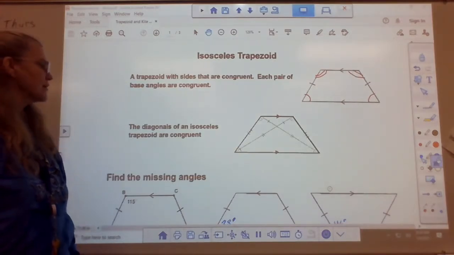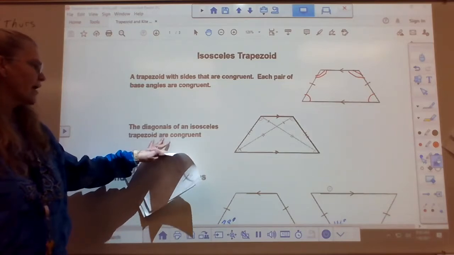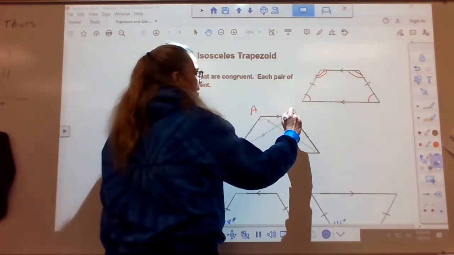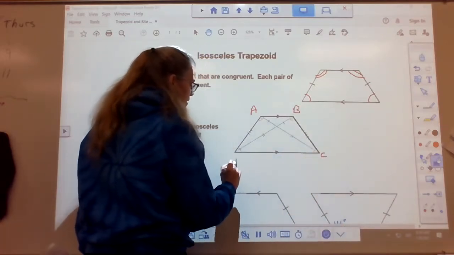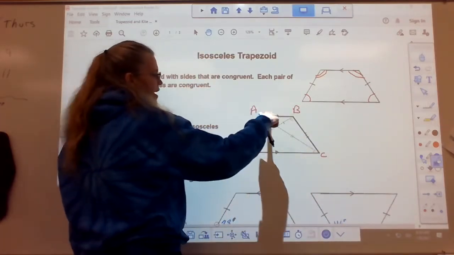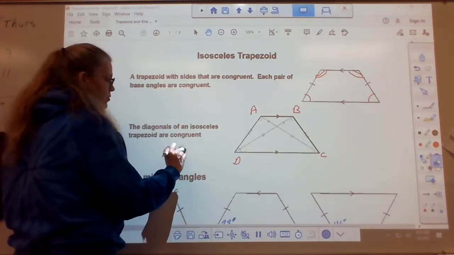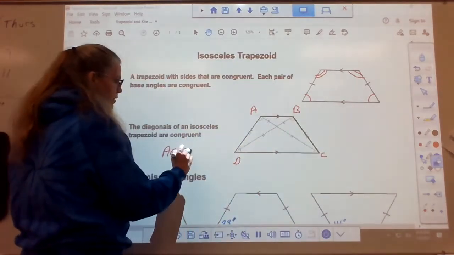Also, because we have an isosceles trapezoid, the diagonals of the isosceles are going to be congruent. So if I put some letters here, A, B, C, D, that would tell me that AC is going to be congruent to BD.